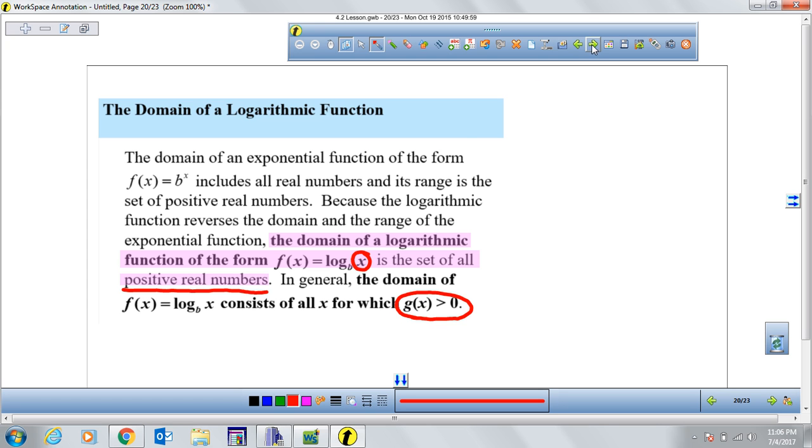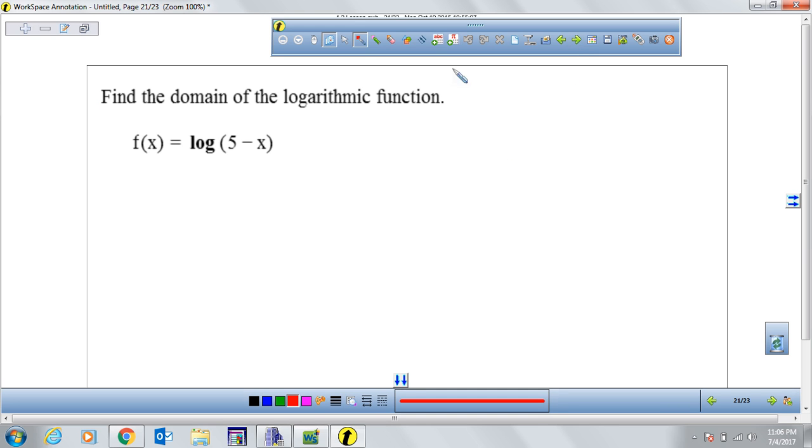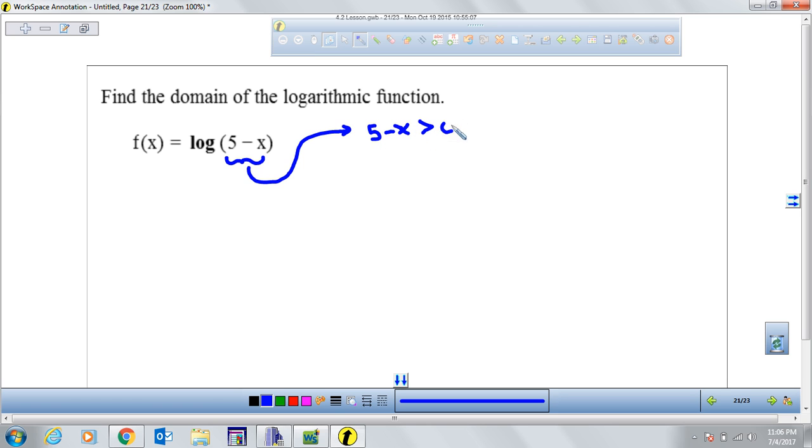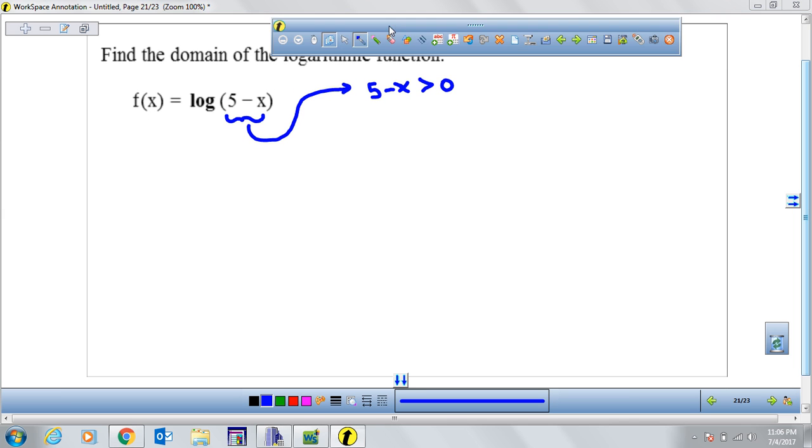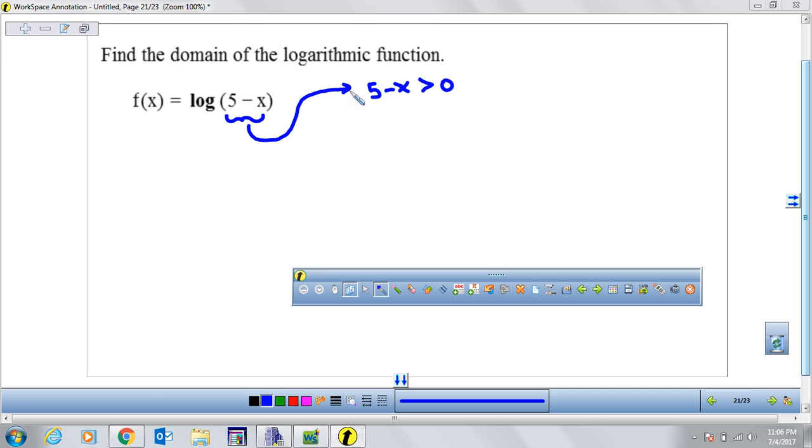So let's go ahead and find a couple of domains here. We're going to start with this one here. Find the domain of the logarithmic function f of x equals log base 10, because it doesn't have a base, of 5 minus x. The domain of any logarithmic function consists of all the numbers that make the expression inside a positive number, meaning greater than 0. So this is the inequality that we have to set up to find the domain algebraically without having to sketch the graph of the function. So 5 minus x has to be greater than 0.